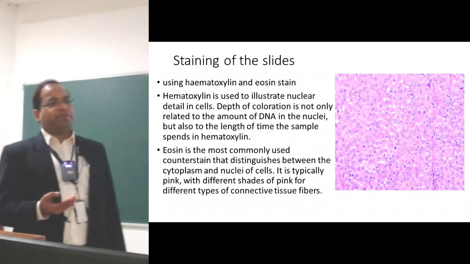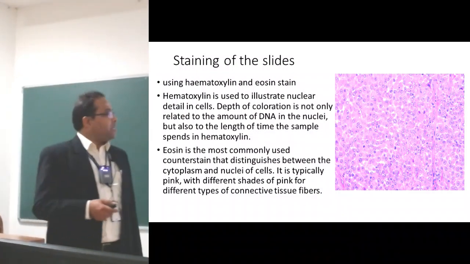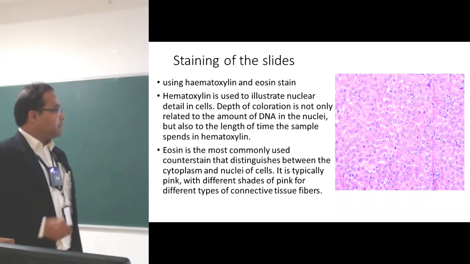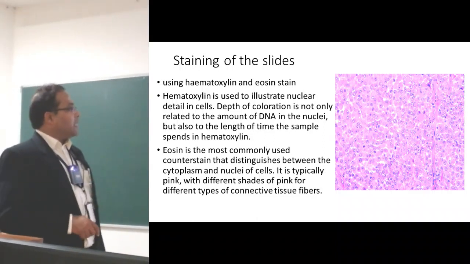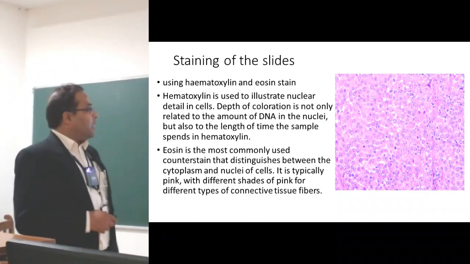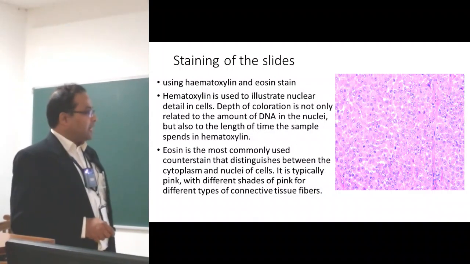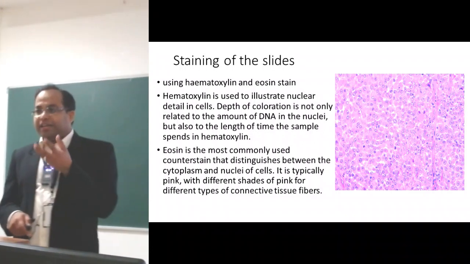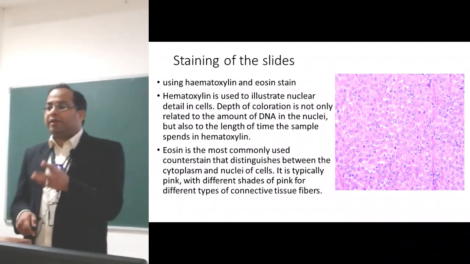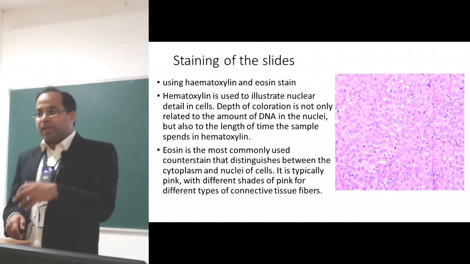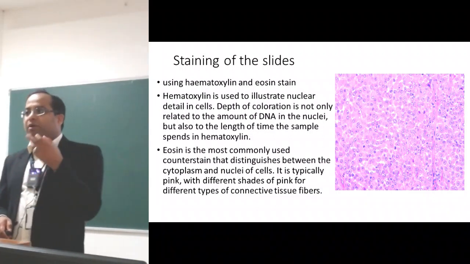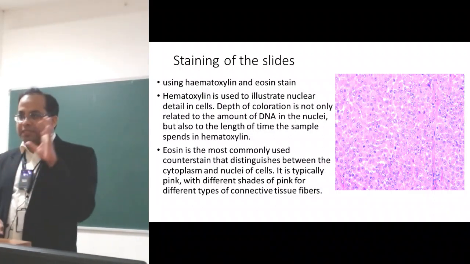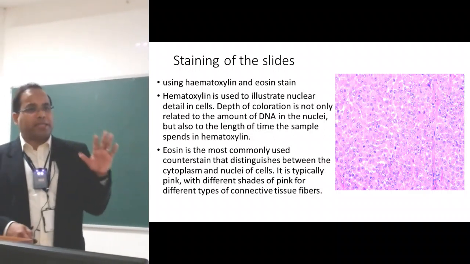Then the staining of the slides occurs. Now the staining of the slides is normally done with the hematoxylin and eosin stain. Hematoxylin is used to illustrate the nuclear details of the cell. So suppose this is a cell, the central part is the nucleus, and the way we identify a cell is by identifying the nuclear details. Whether it is a lymphoid cell, whether it is an epithelial malignancy, or whether it is benign or malignant is all dependent on looking at the nuclear details.